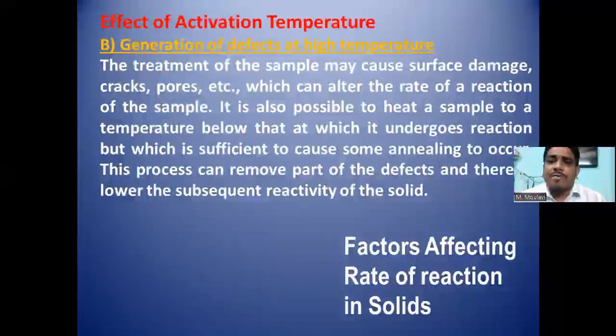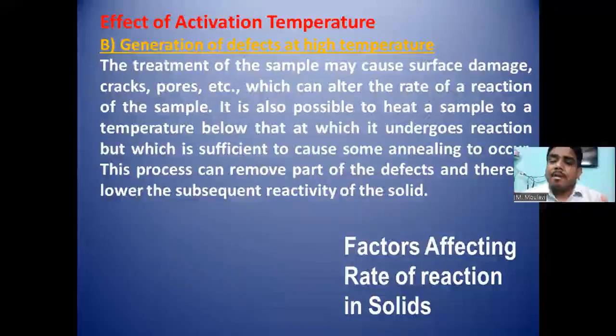Then there is the generation of defects at very high temperature. Whenever solids are heated at high temperature, such treatment of the sample may cause surface damage in the form of cracks and pores, which are known as surface defects. And these surface defects can alter the rate of reaction of the sample. Sometimes it is also possible to heat the sample to a temperature below that at which it undergoes the reaction, but which is sufficient to cause some annealing to occur. This process can remove part of the defects and thereby lower the subsequent reactivity of the solid.